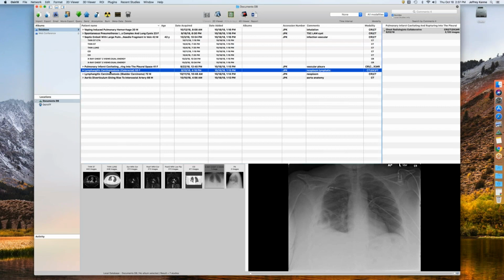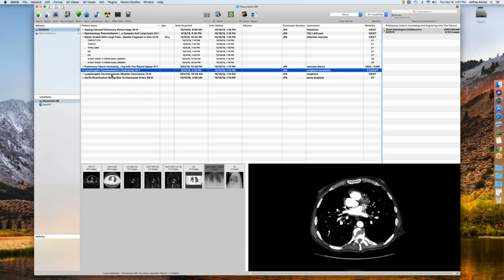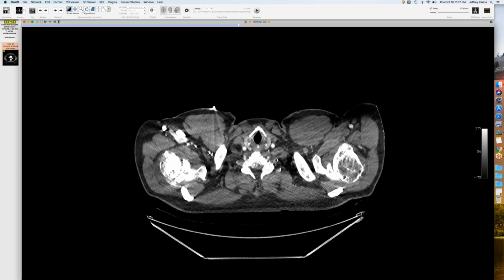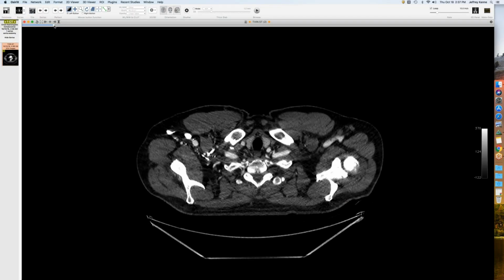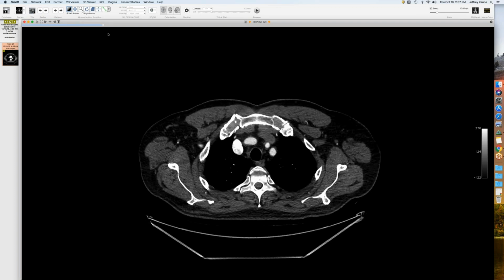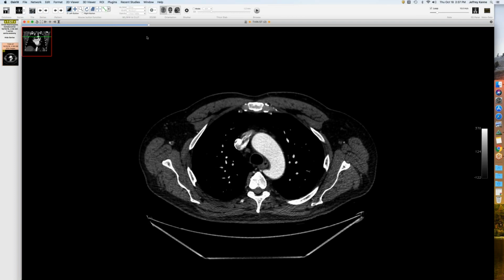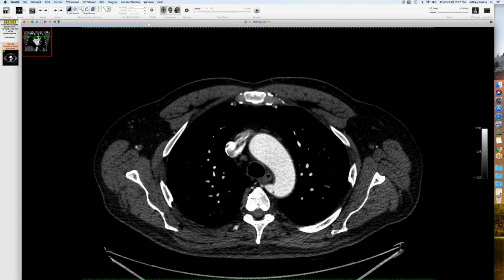Gosh. Let's see, we've got a little time left. This is just a quick cute case, something I noticed. I saw this last week. I can't remember, this was some surveillance case or something, but I saw this diverticulum coming off the descending aorta.